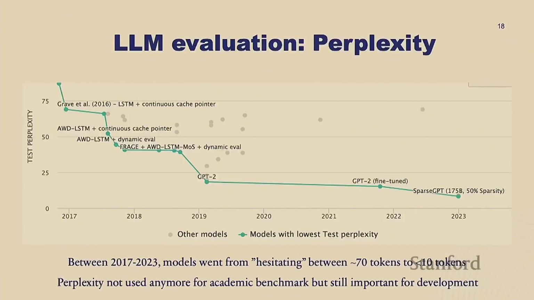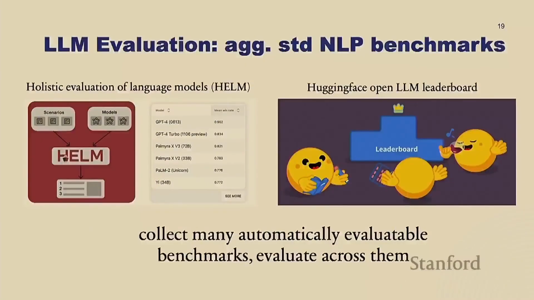So that's much better. Perplexity is actually not used anymore in academic benchmarking, mostly because it depends on the tokenizer that you use and on the actual data that people are evaluating on, but it's still very important for the development of LLMs. When you train your own LLM, people will still really look at the perplexity. Another way, now more common in academia, of evaluating these LLMs is taking all the classical NLP benchmarks, and I'll give you a few examples later, and aggregating everything. So collect as many automatically evaluatable benchmarks as possible and evaluate across all of them.